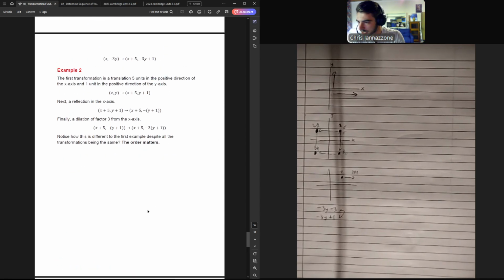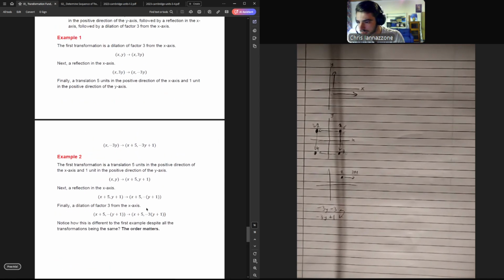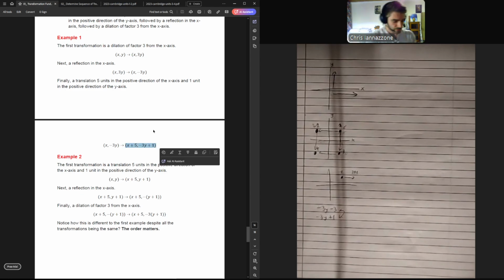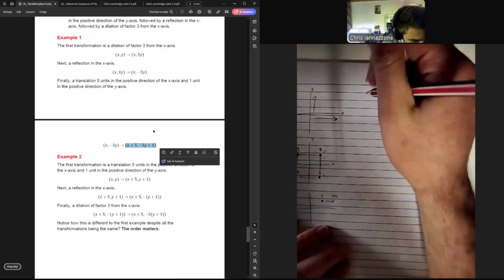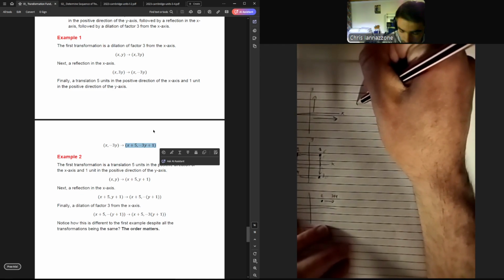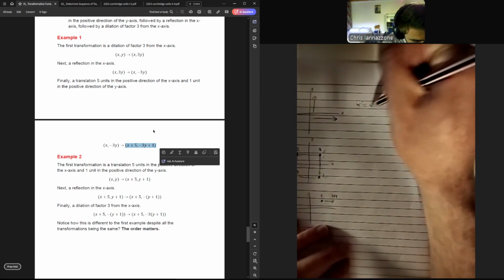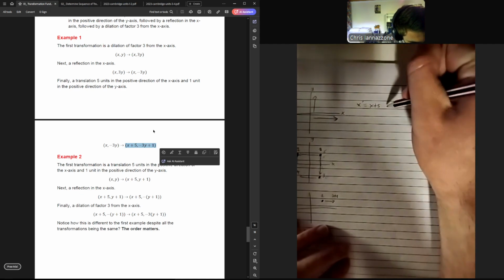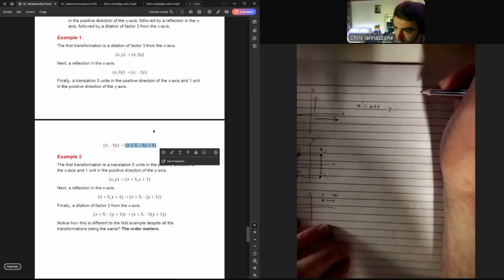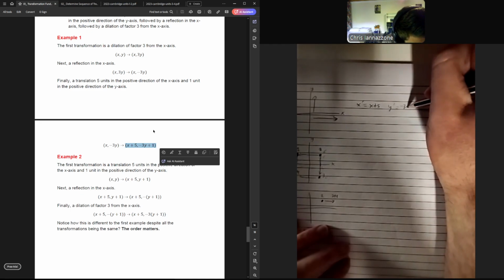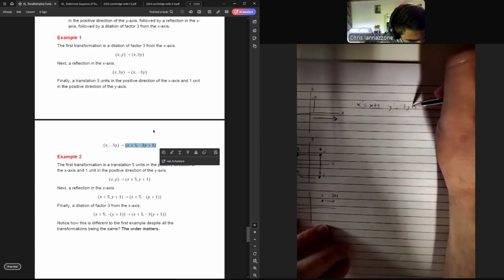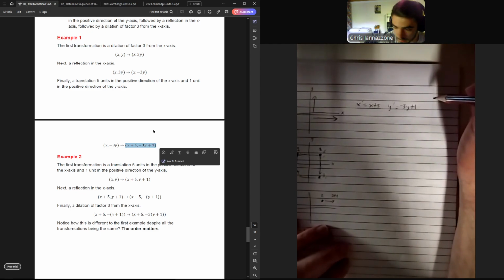Just for fun, I haven't actually written it in my notes, but we'll actually apply one of those transformations. So let's go with example 1. To actually then apply that to a function, you would have x prime equals x plus 5, and you would have y prime equals negative 3y plus 1.